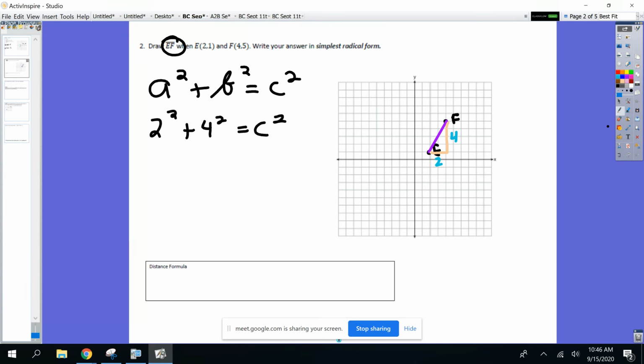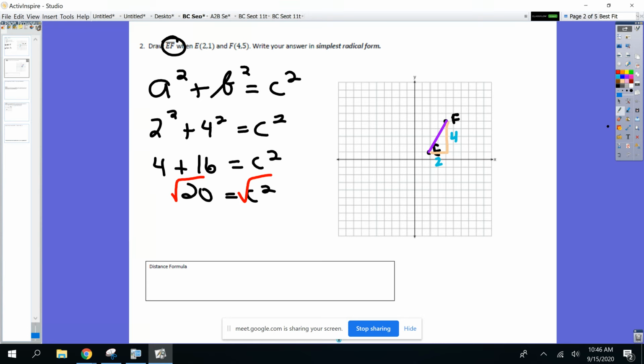And here we go, kids. Ready? 4 plus 16 equals C squared. I got 20. All right, you're going to have to help me from here. How do I get rid of the squared? How do I get rid of the squared from last year in algebra? Take the what of both sides? Square root of both sides.